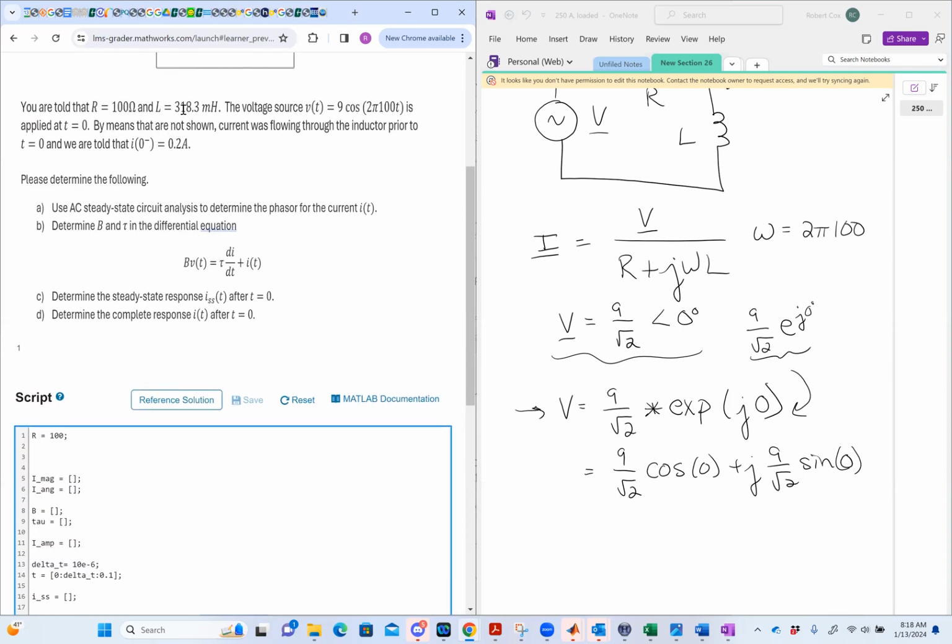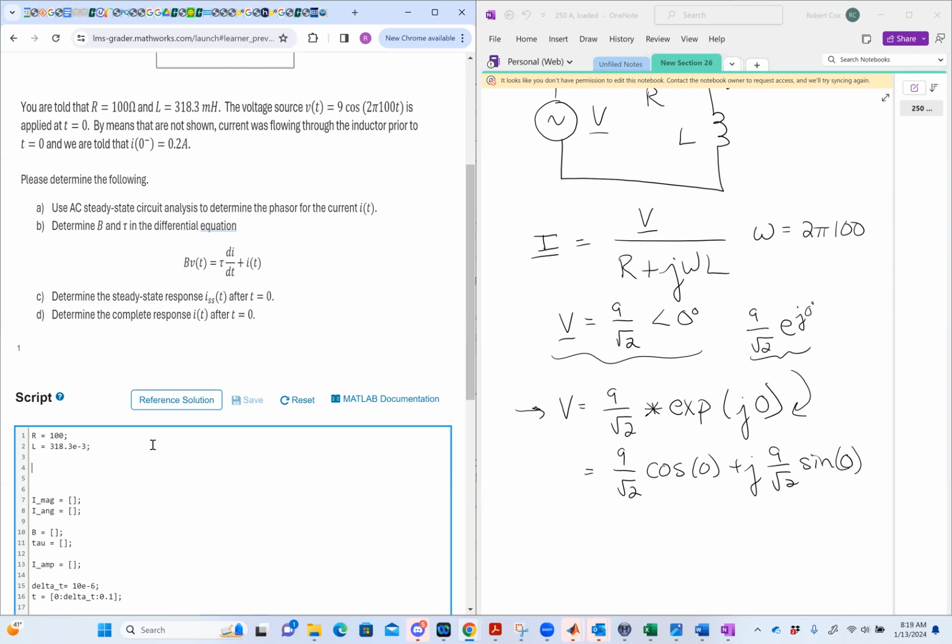L, I was told, is 318.3 millihenries. So L is 318.3 e to the minus 3, right? That's how you use the exponential notation in MATLAB. If you weren't sure, you could have said times 10 to the minus 3. That would have been fine.